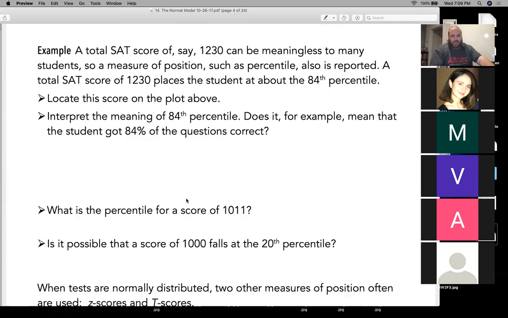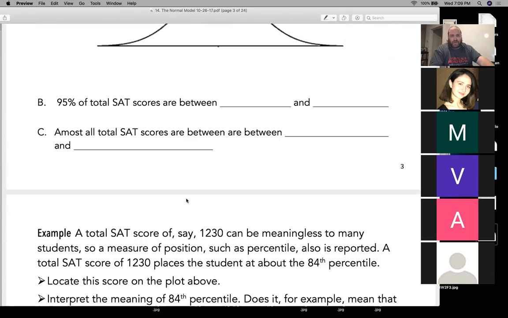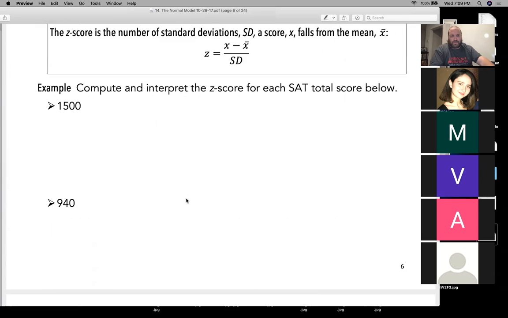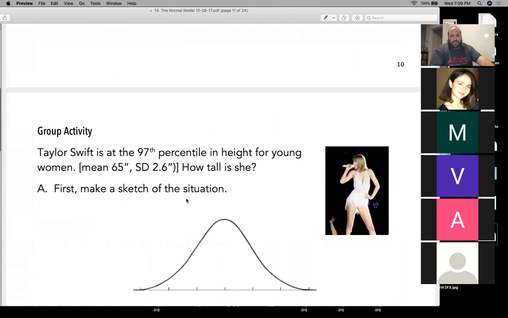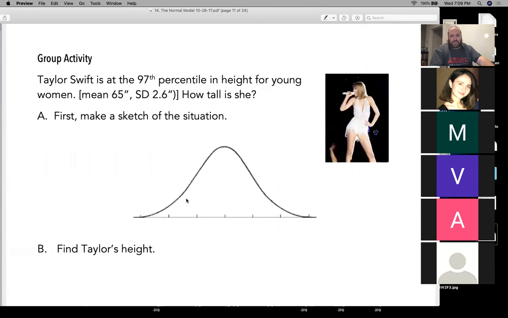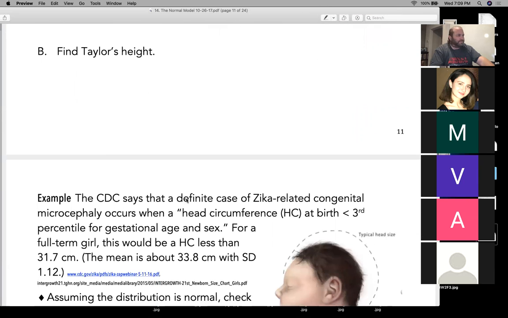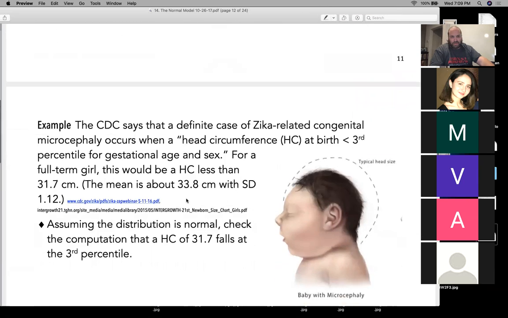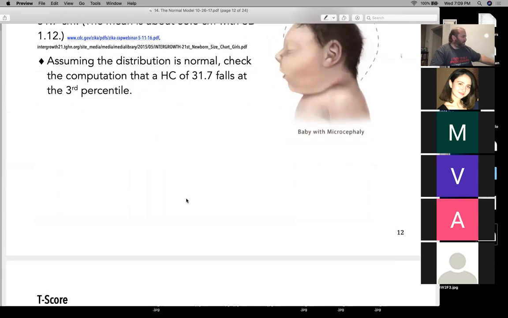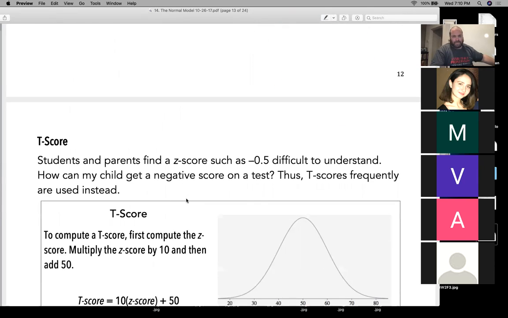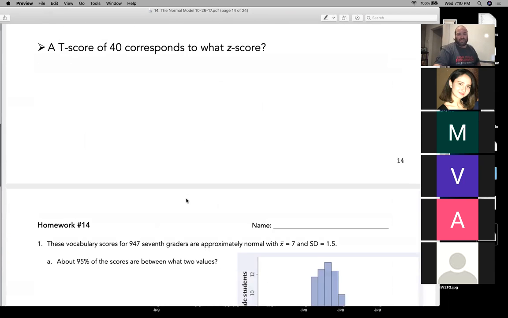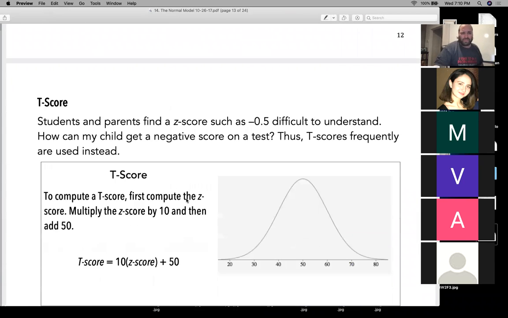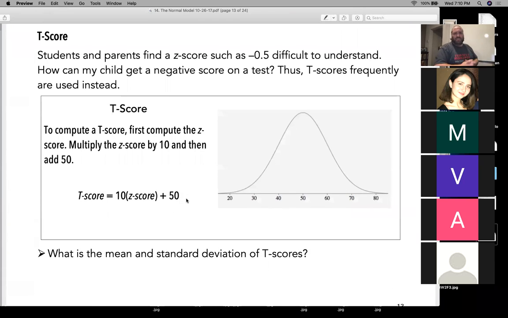Okay, so let's see, where did we get up to last time? We did the z-scores, we did the t-scores, we did the percentiles, we did this Taylor Swift video thing. I think we even did this one, didn't we? Yeah, we stopped at slide 13. Okay, so t-scores. I think we started t-scores, but we didn't quite finish it, so we might as well go back to t-scores.